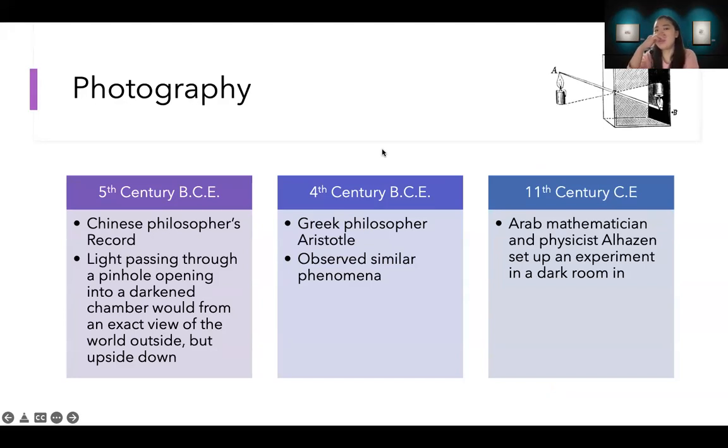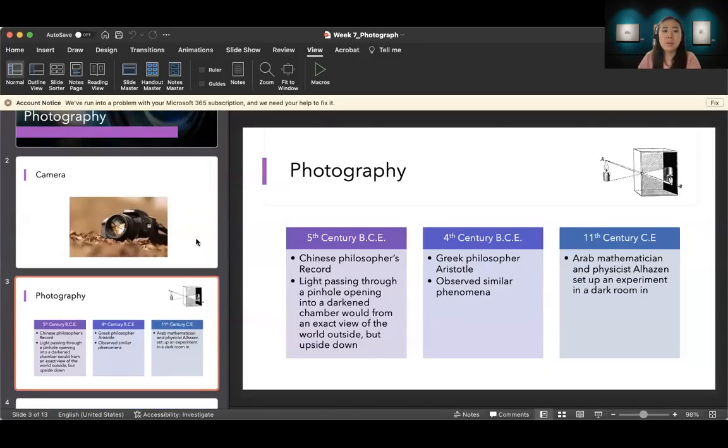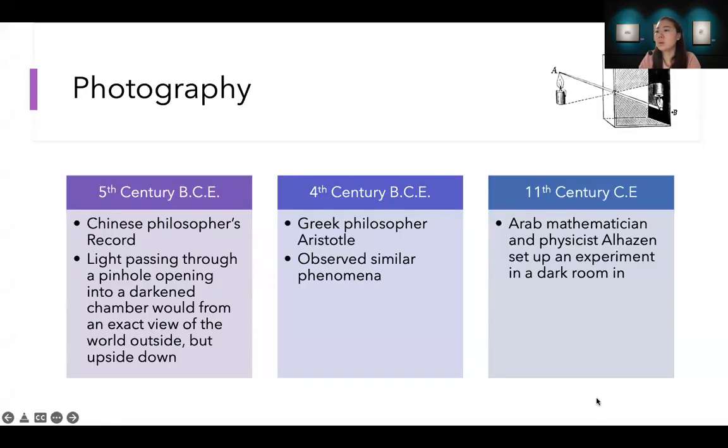So we're gonna see a brief photography history. The earliest written record that has come down to us of the principle behind photography is from a Chinese philosopher named Mo Tai, who lived during the 5th century BCE. And Mo Tai noticed that the light passing through a pinhole opening into a darkened chamber would form an exact view of the world outside, but upside down.